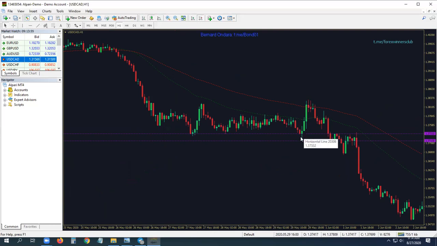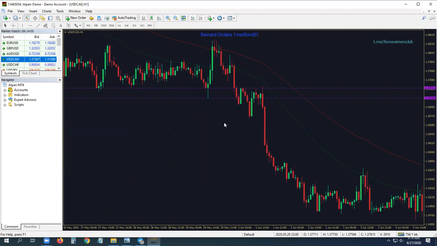I told you to take care of the wicks as well. Now, what I'm looking for is I want the market to break below the level, below the entire zone, which happened with this candle. This candle was able to break below. Okay?